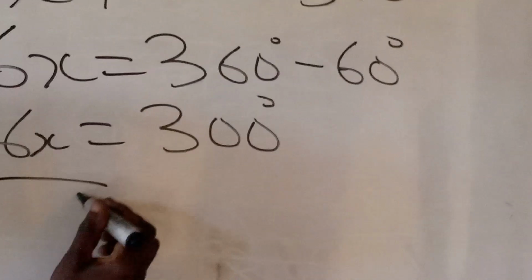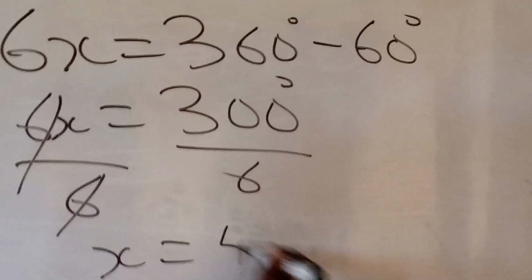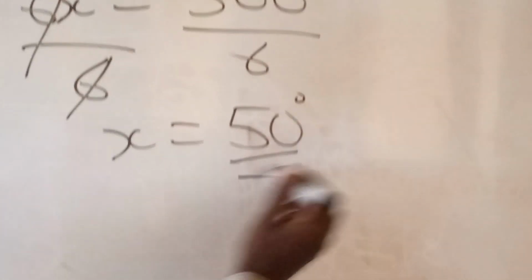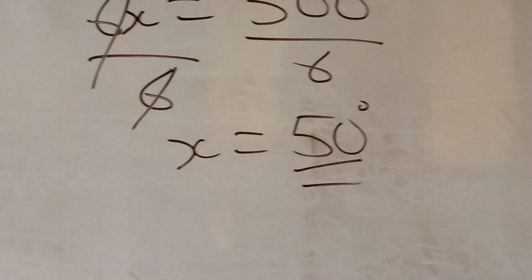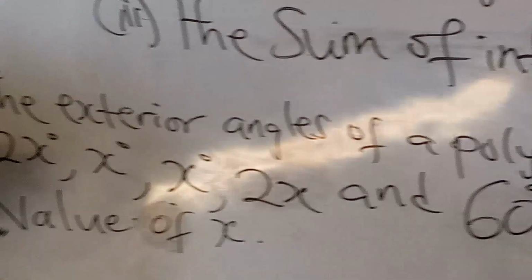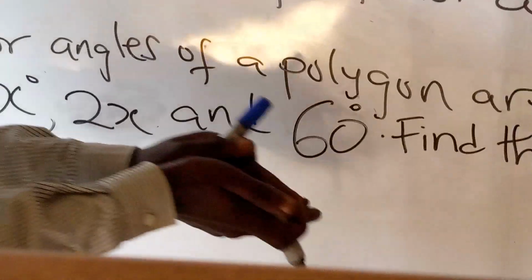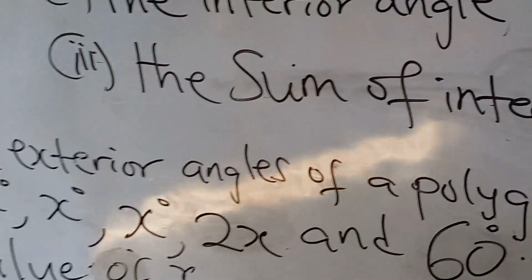So you divide both sides by 6. We are getting what? 50 degrees. The x is 50. This means once you replace x with 50 and sum it up, you must get 360 degrees.